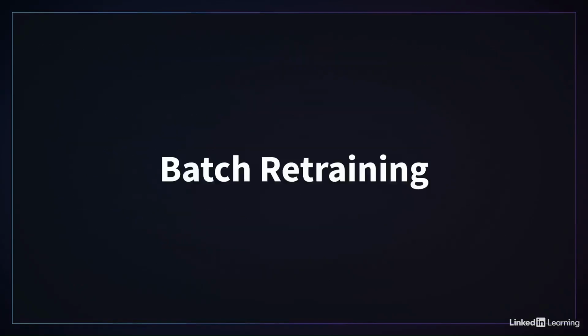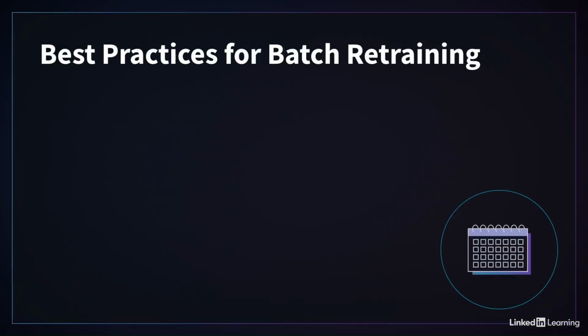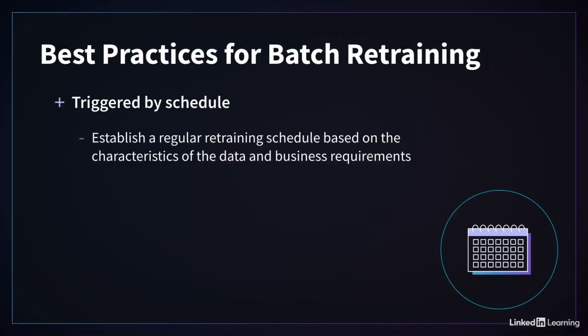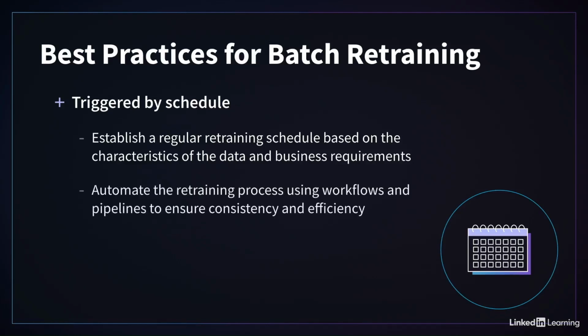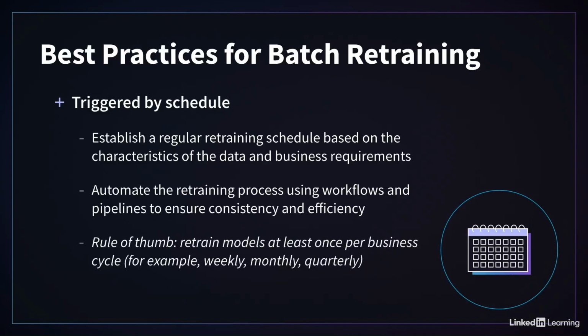Let's start with batch retraining. In batch retraining, we typically establish a regular training schedule based on data characteristics and business requirements. Automating this process through workflows and pipelines ensures consistency and efficiency. A good rule of thumb here is to retrain your models at least once per business cycle, be it weekly, monthly, or quarterly, for example.